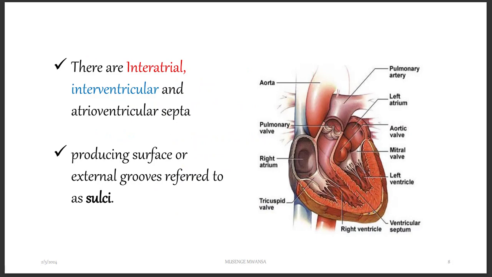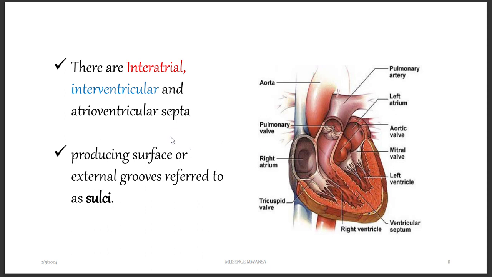And then dividing these ventricles and the atria, we have septa. So I've got the interatrial septum, the interventricular septum, and the atrioventricular septum. The atrioventricular septum is dividing the atrium from the ventricles, and then the interventricular is between the two ventricles.